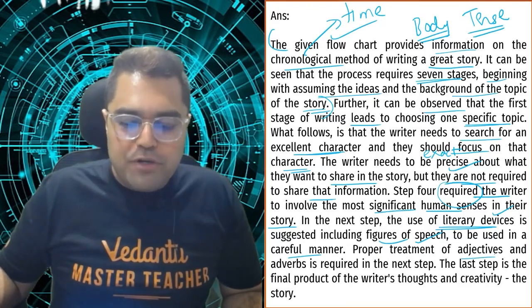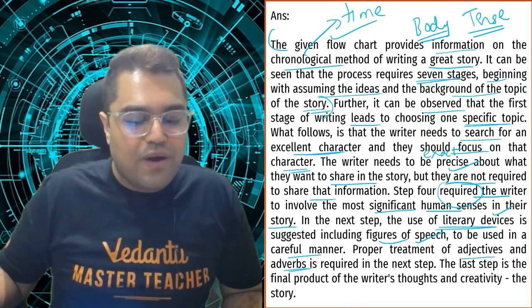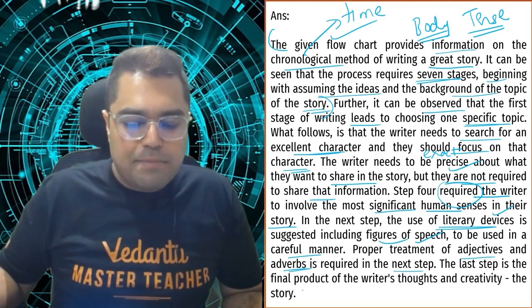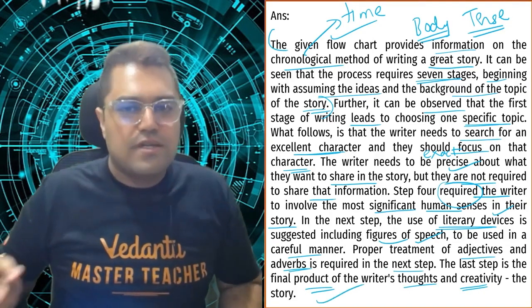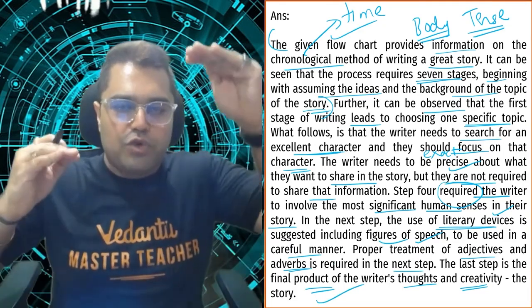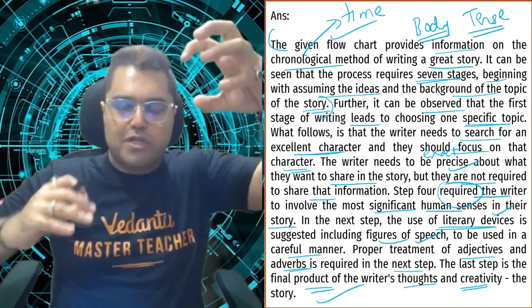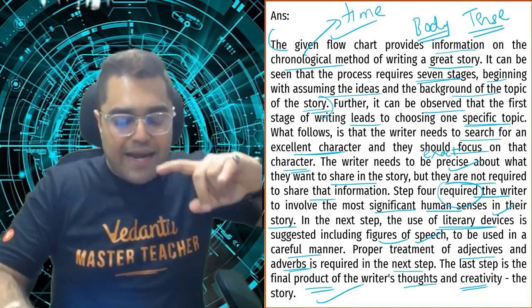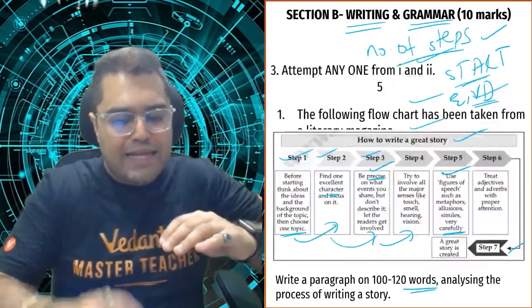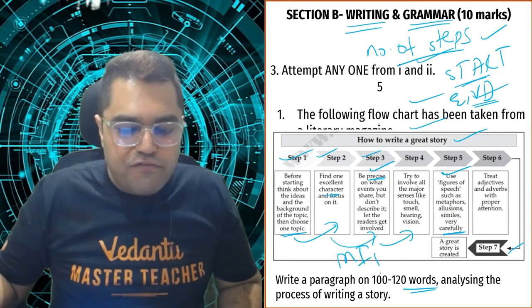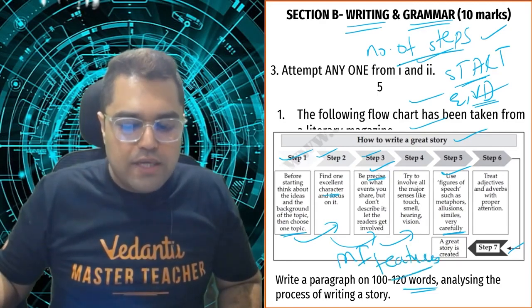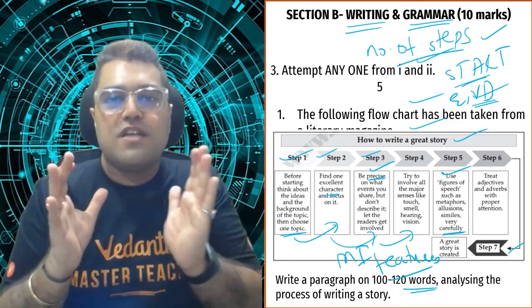Finally, proper treatment of adjectives and adverbs is required in the next step. The last step is the final product of the writer's thoughts and creativity, the story. Done, done, done. So what have you done? You've identified the overall number of steps. What is the start? What is the end? And then you have gradually analyzed the most important features of story writing based on this flowchart.